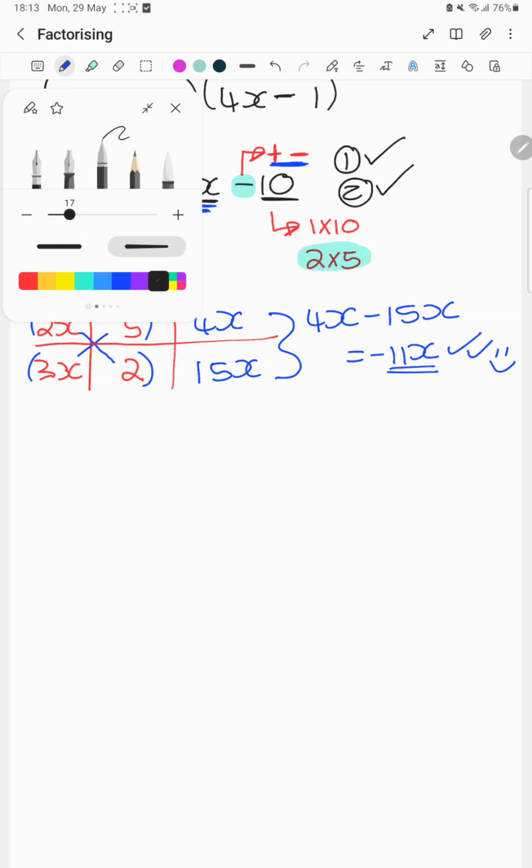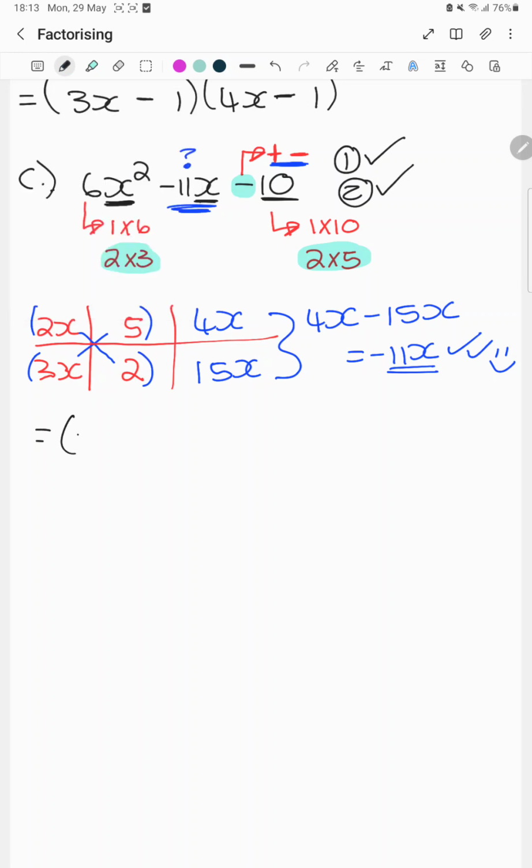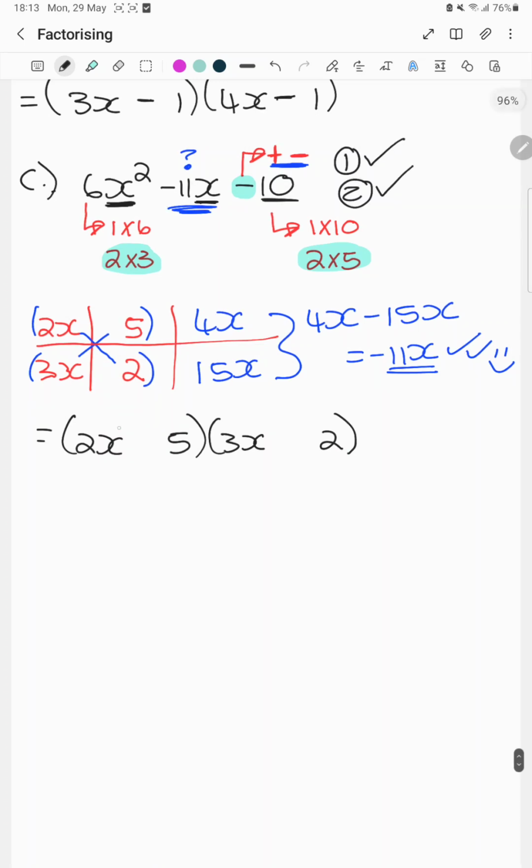So this will leave me with 2x and a 5 and a 3x and a 2. Alright, so usually what I do is I take my first term and my last term and I multiply them together. So 2x times 2x will give me 4x. And when I did this, I saw my 4x had to be my positive number and my 15 has to be my negative number. And there we factorize it successfully.